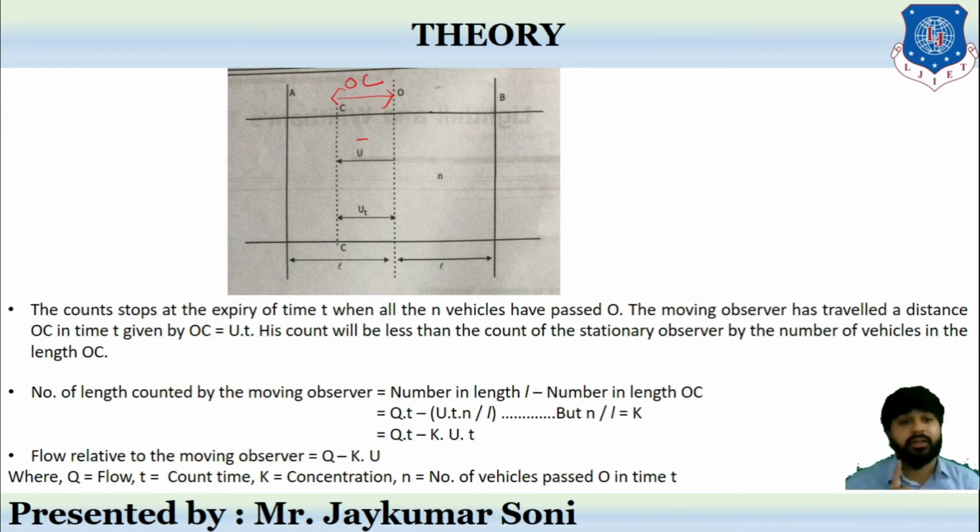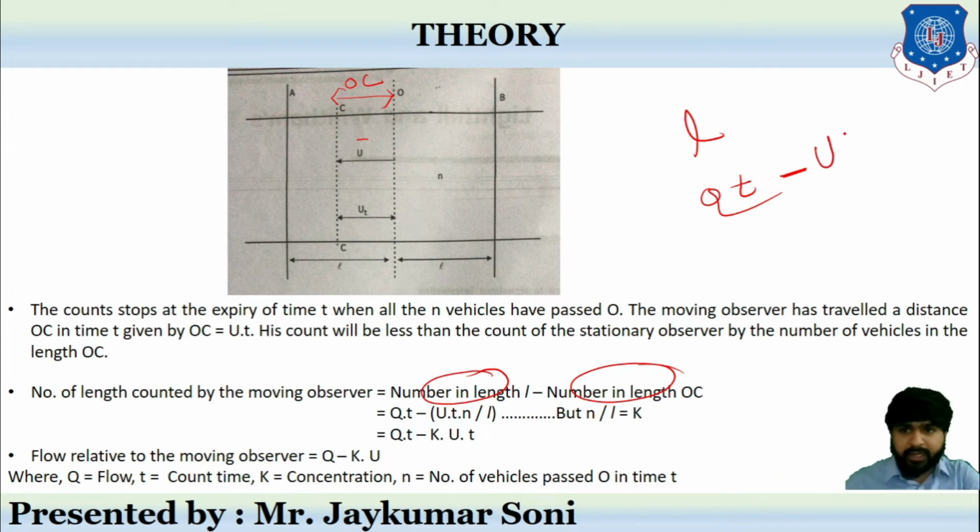Moving observer, not stationary. So the number of vehicles counted by the moving observer will be the total number in the length minus the number in length OC. Now see, total time is t, flow is q, minus. He has considered the speed u, taken time t, number of vehicles is n, divided by the small length l. So this is the equation for this moving observer.